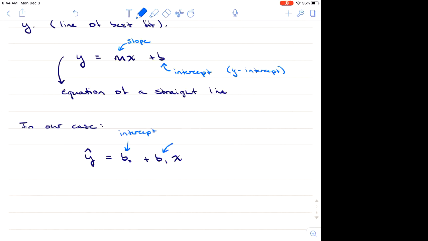And because b sub 1 is attached to the x, this is your slope. But if you have a look at your formula sheet, I say that here's your least squares regression line, just so you have it. And then I say with slope b sub 1, so I tell you that b sub 1 is a slope, and then I tell you how to calculate it. And y-intercept b sub 0, so I tell you that that's the intercept.